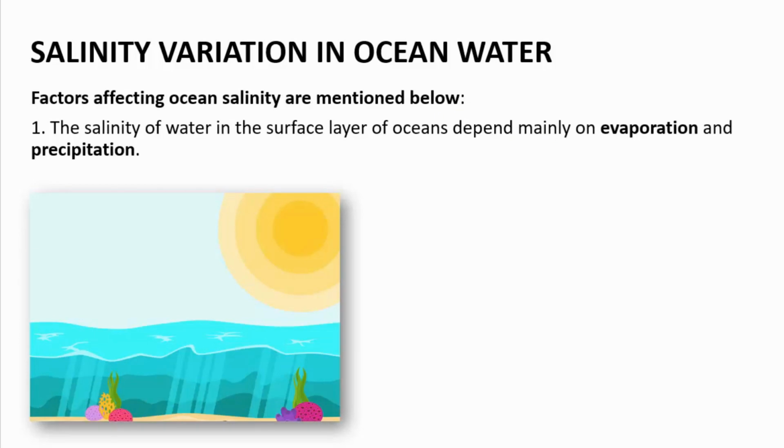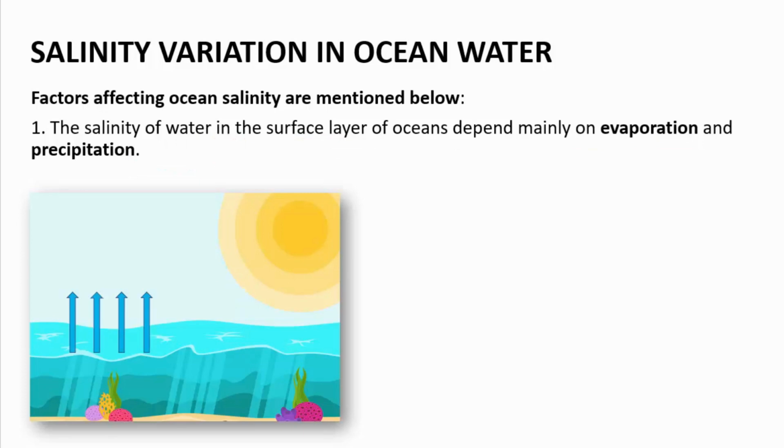The very first factor is, of course, evaporation and precipitation. The salinity of water in the surface layer of oceans depends mainly on evaporation and precipitation. And how does this affect? So let me tell you that too. What is happening during the daytime when the sea surface water is exposed to sunlight? Of course, there will be evaporation that will take place.